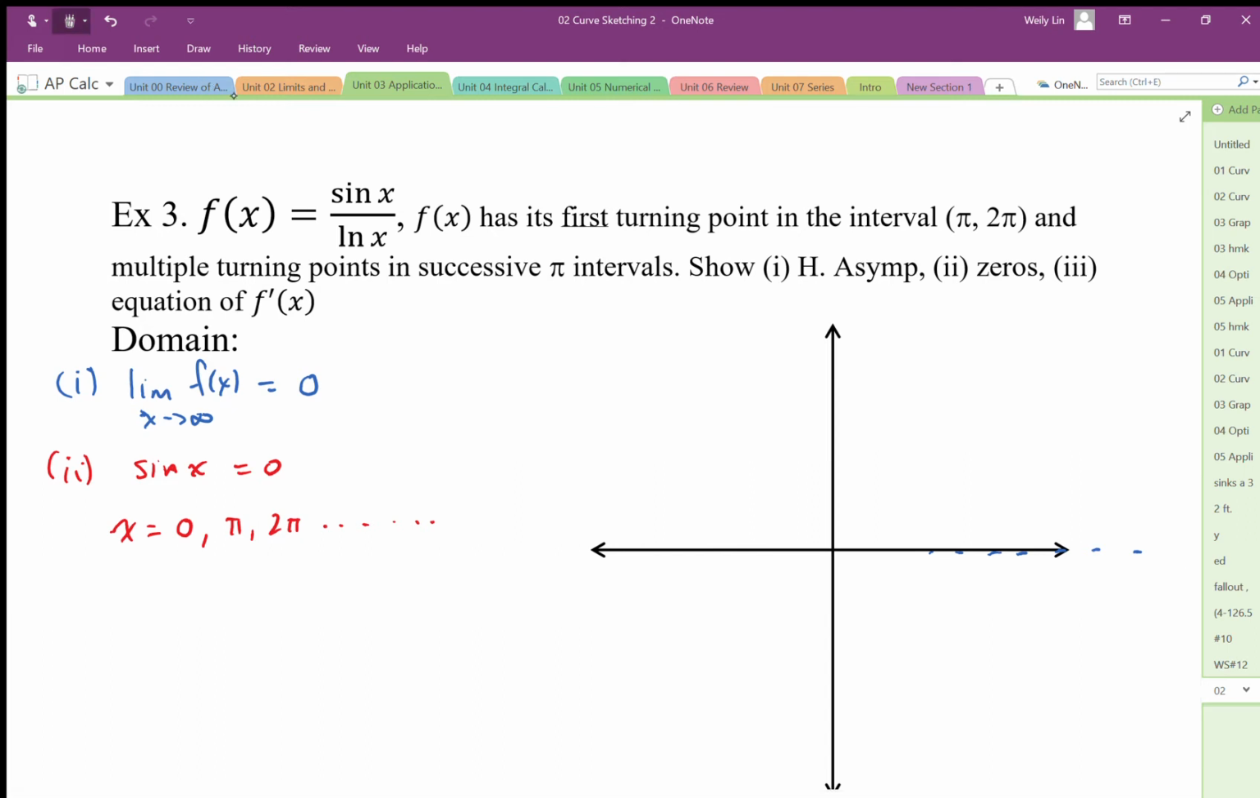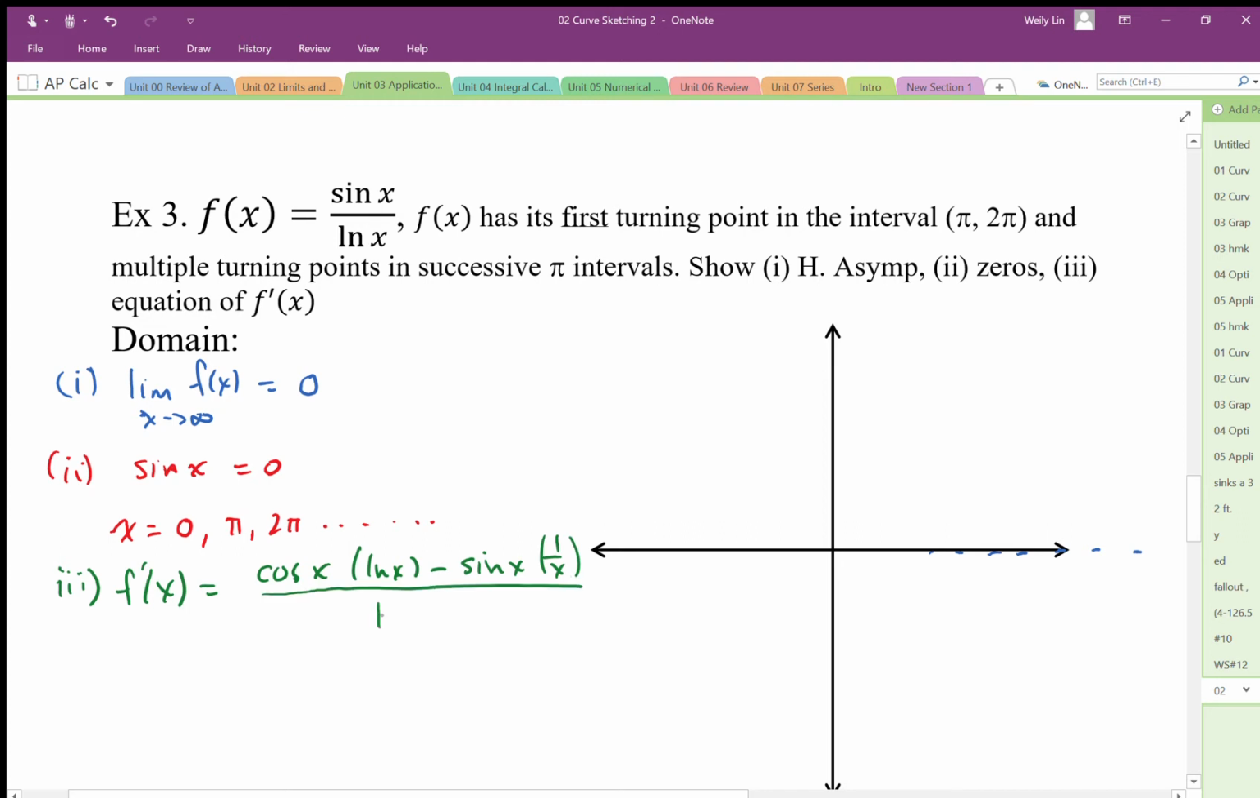Okay, so actually we really should work out the domain here too. Let's do the derivative first and then we'll work out the domain. Okay, so part 3, let's find out the derivative. Okay, so f prime of x is going to be equal to cos x log x minus sine x times 1 over x. Okay, so that's going to be our derivative function. So we get log x squared in the denominator.